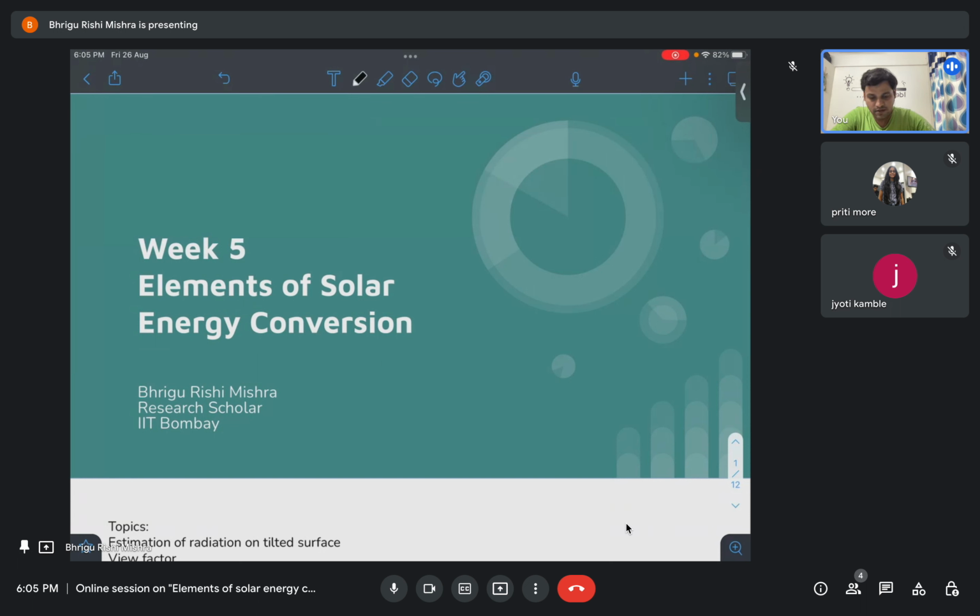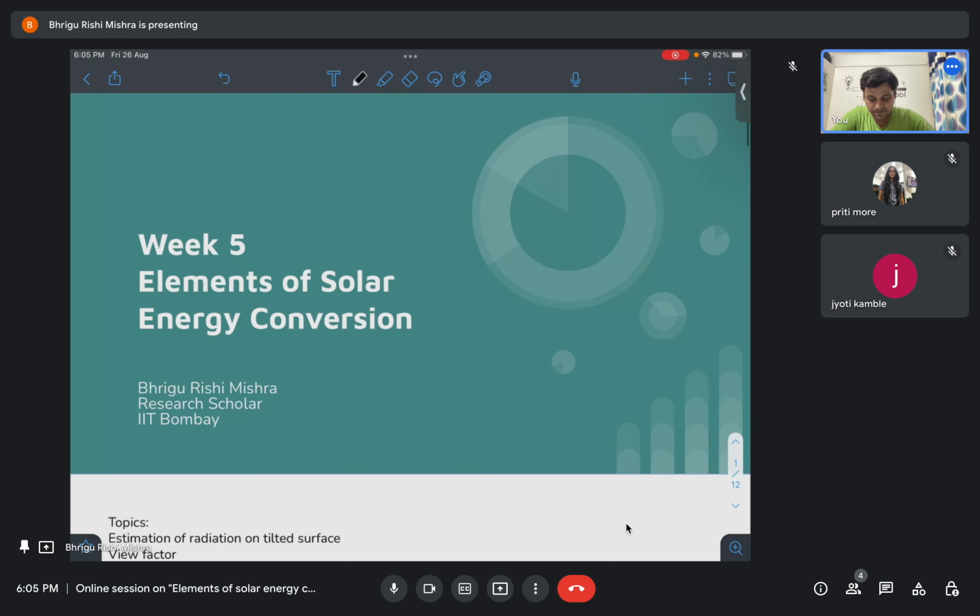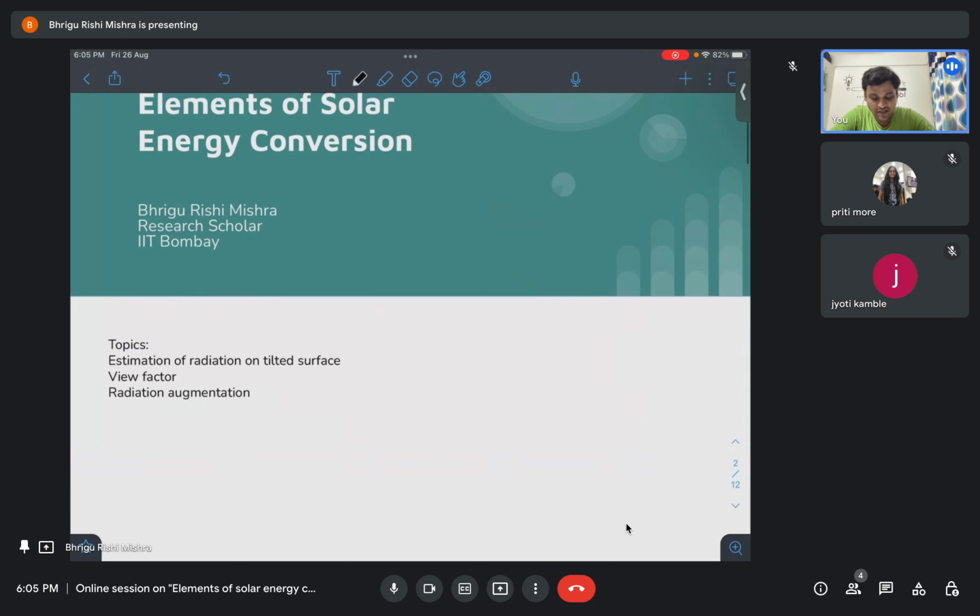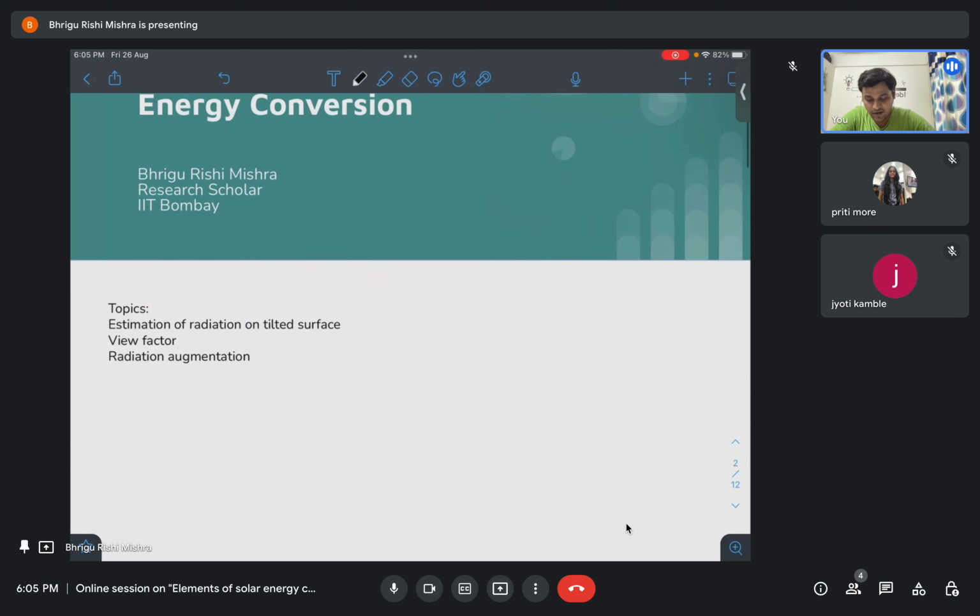So, in this week, mainly shadings and estimation of radiation on tilted surface. These two things were covered. So the shading portion will be taken care of by another TA, Mr. Pawan, whose online session is tomorrow, 6 to 7 p.m. And in this lecture, I'll cover these topics: the estimation of radiation on tilted surface, what is the view factor, how to calculate it, and the radiation augmentation.